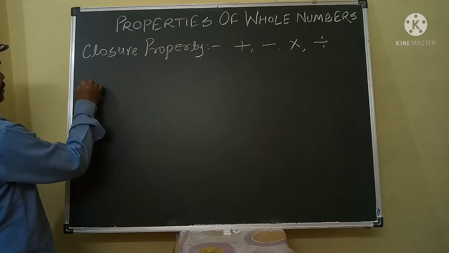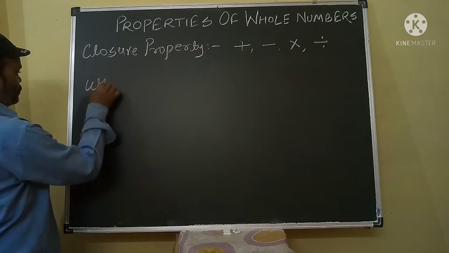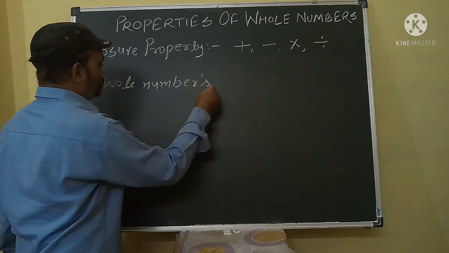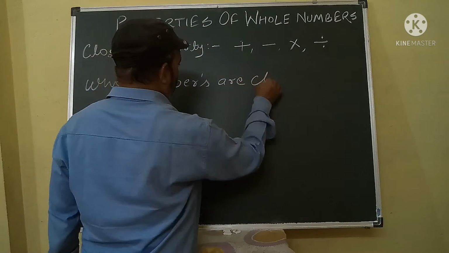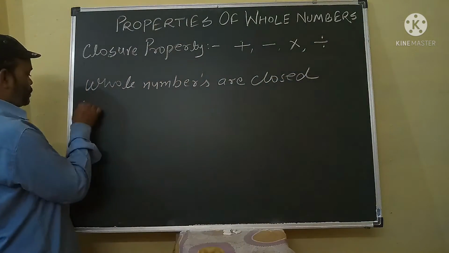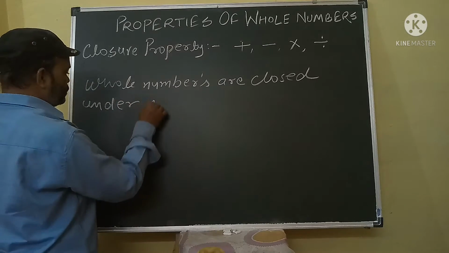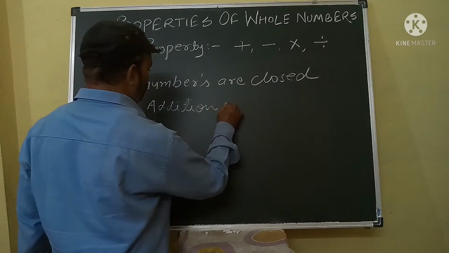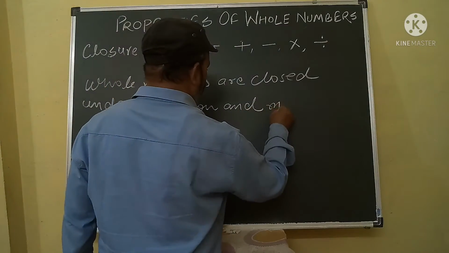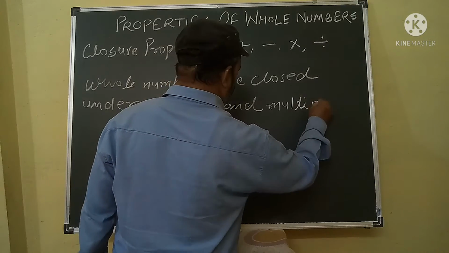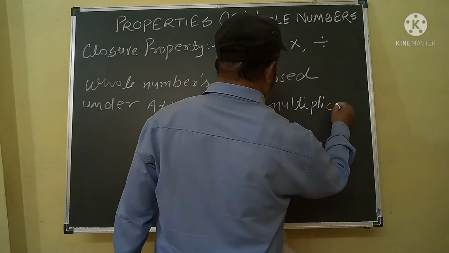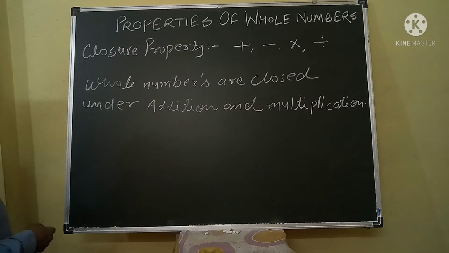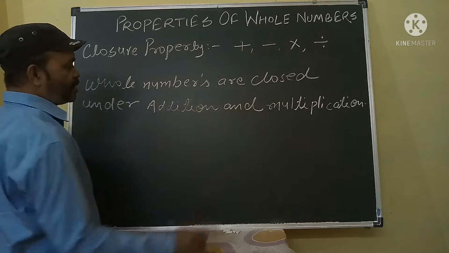Okay, that means whole numbers are closed under addition and multiplication.